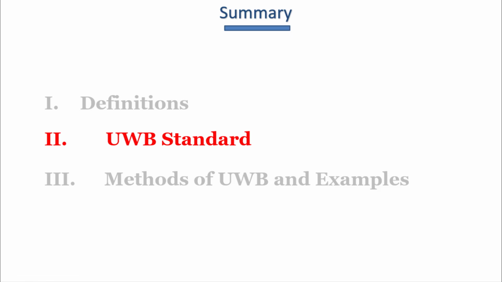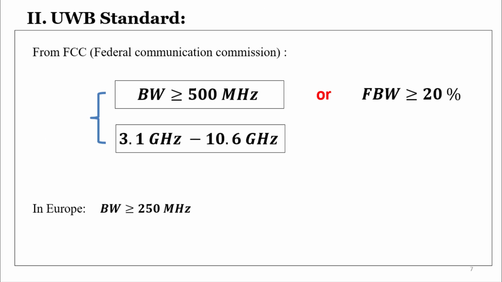So in the second axis we talk about ultra wideband standards or norms. From the FCC, the Federal Communications Commission, we can talk about ultra wideband characteristic if we have an antenna or array antenna or other equipment.